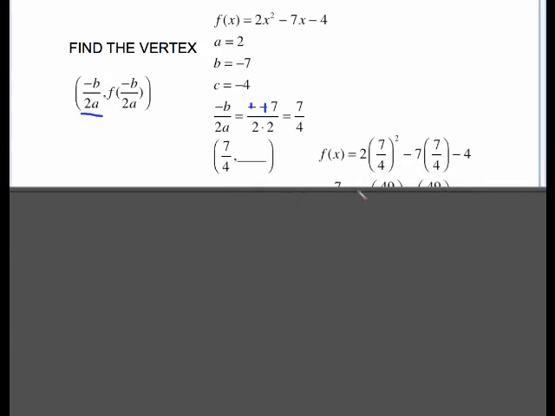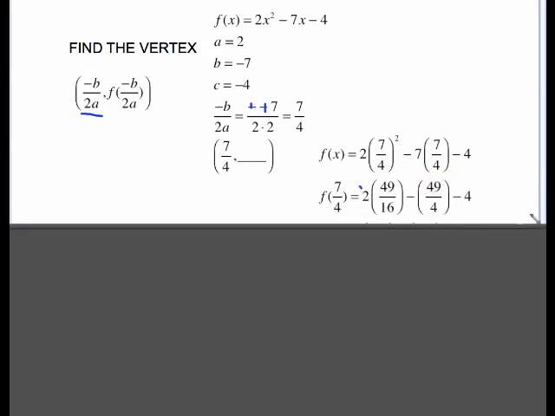What I have to do now is some pretty ugly fraction arithmetic. If you're using a calculator, this is not bad. Just plug it in exactly as you see it with the parentheses, and you're going to get the correct answer. If you don't have a calculator, here's the steps you have to go through. You will start with 7/4 squared minus 7 times 7/4. Order of operations says square this, which is how we get 49/16.